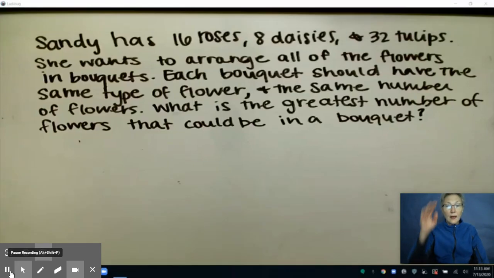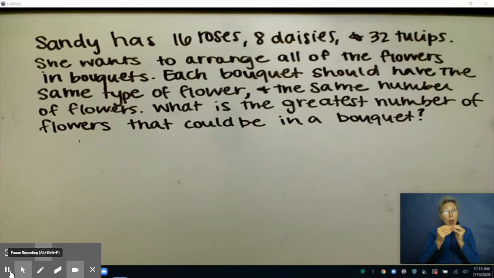Jump right into our problem. Sandy has 16 roses, 8 daisies, and 32 tulips. She wants to arrange all of the flowers in bouquets. Each bouquet should have the same type of flower and the same number of flowers. What is the greatest number of flowers that could be in a bouquet?